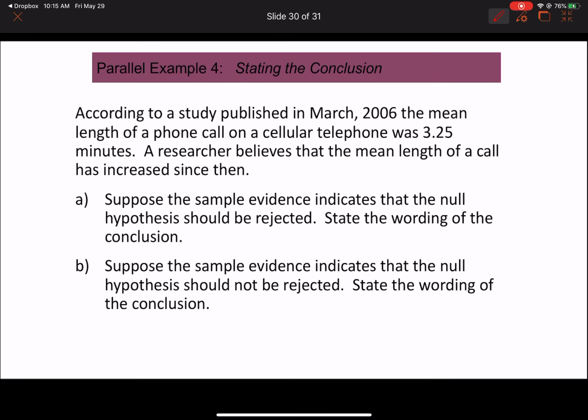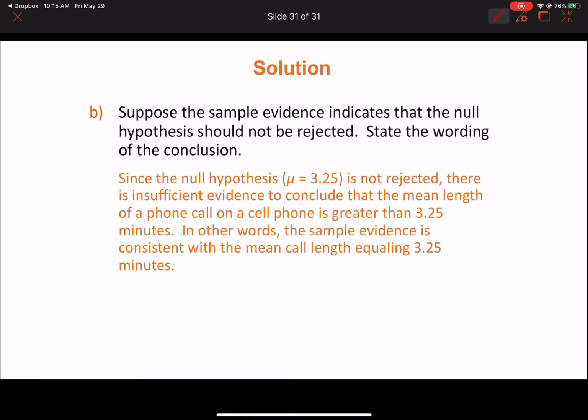Let's look at the next one. Suppose the sample evidence indicates that the null hypothesis should not be rejected. Here's our wording of that conclusion. Since the null hypothesis, mu equals 3.25, is not rejected, there's insufficient evidence to conclude that the mean length of a phone call is greater than 3.25 minutes. In other words, the sample evidence is consistent with the mean call length equaling 3.25 minutes. You would just say fail to reject. You can say it's not rejected, or you can say we failed to reject the null hypothesis.